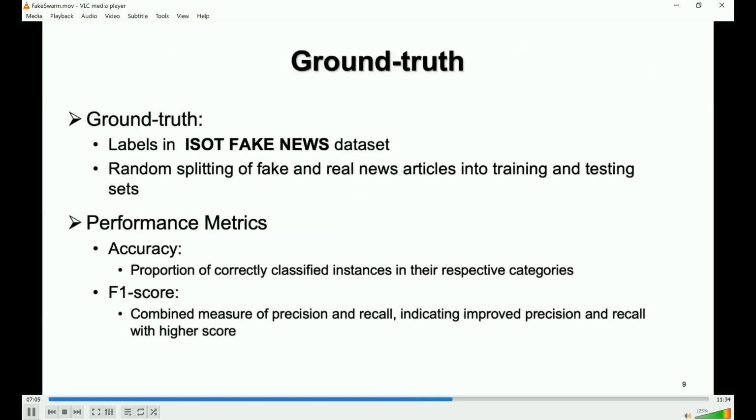To evaluate our system, we first construct the ground truth based on the real-world dataset. We split the instances into training and testing sets. The performance was assessed using accuracy and F1 score metrics, measuring overall classification correctness, and combining precision and recall.